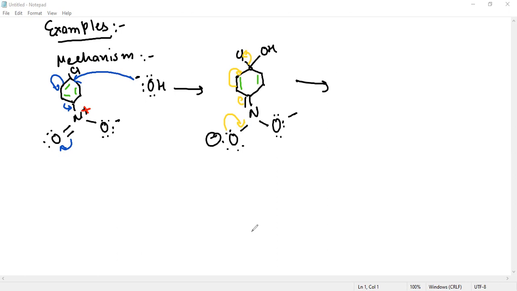So let's go ahead and draw that. This is the result of these movements. This one moved back here. This is a double bond. This bond moved here, so you have a bond here, and this bond gets pushed here. And this chlorine left from here. So you just placed your nucleophile on the benzene ring with the help of this nitro group.